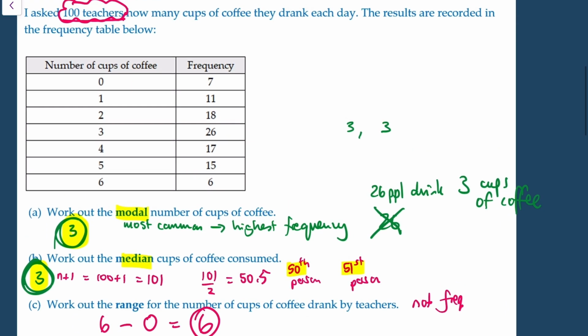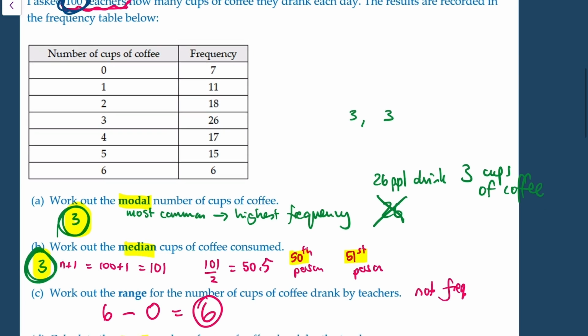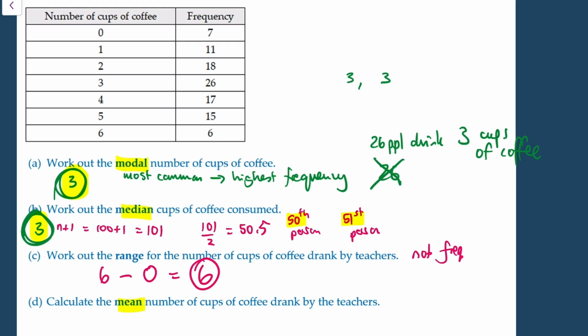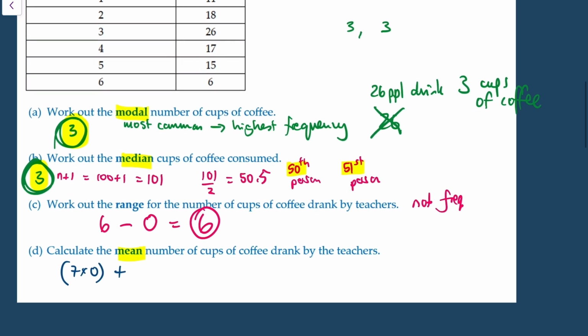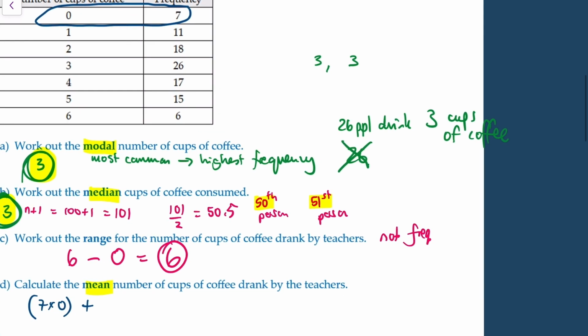Okay, we know there's 100 teachers. But I need to work out the total number of cups of coffee drunk by all the teachers. So that's going to be 7 lots of 0, 7 times 0, plus 11 teachers drank 1 cup of coffee.